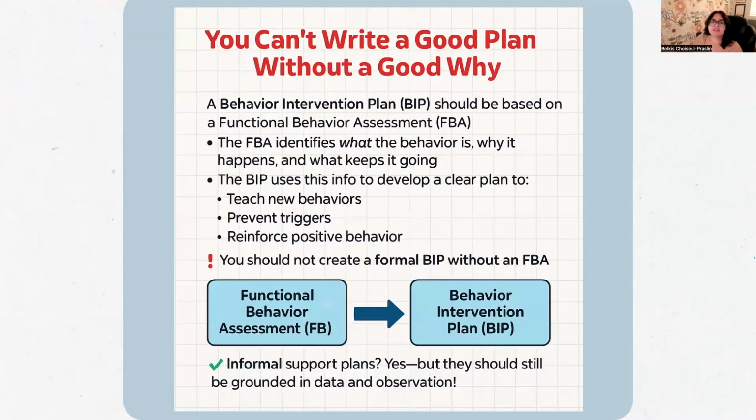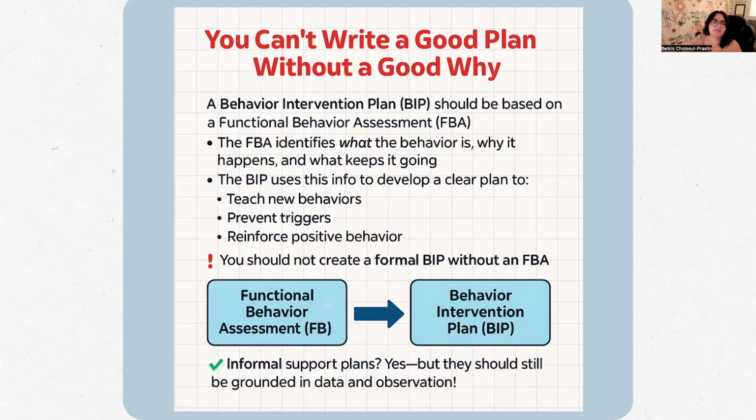So before we get into behavior intervention plans, let's connect the dots to what we just learned in a previous lesson. First, a behavior intervention plan is only going to be as good as the information behind it. And that information is going to come from a functional behavioral assessment, meaning you can't make a real plan to support behavior if you don't know why that behavior is happening in the first place. So, any formal level of behavior plans must be based on a functional behavior assessment.